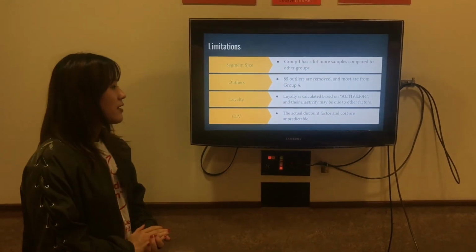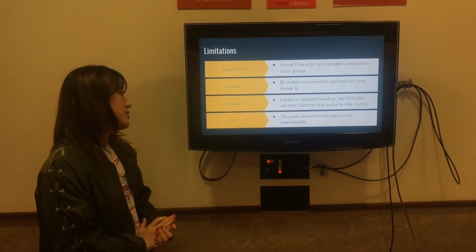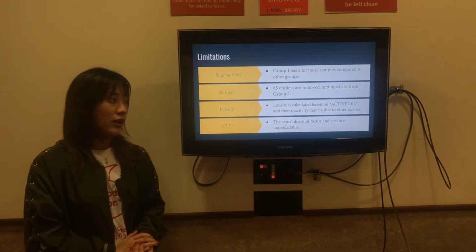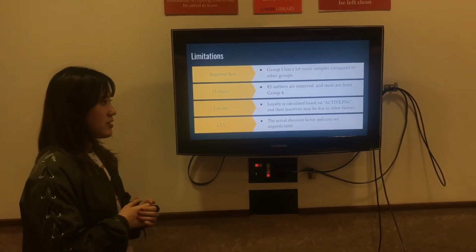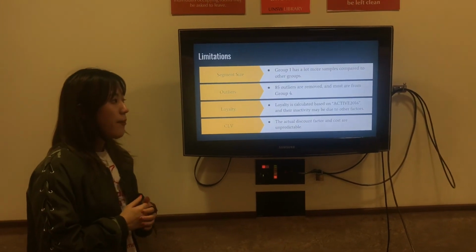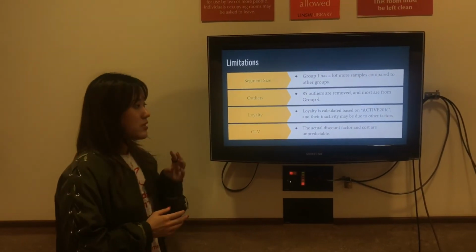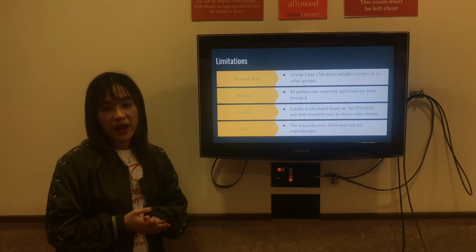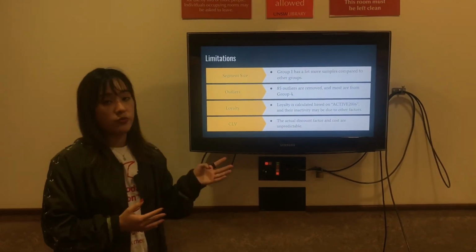that we have. And our second limitation is the outliers. So we removed a total of 85 outliers from the 1,995 samples that we have, and most of them are from group 4. So with the removal of the outliers, it might have an impact on the analysis, especially for group 4.